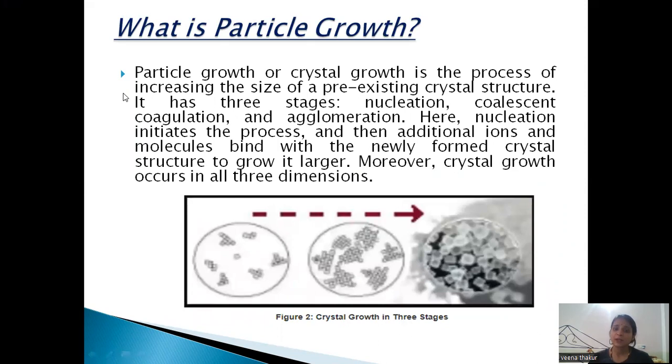Now, how do we define particle growth? Particle growth is also known as crystal growth, and it is a process of increasing the size of a pre-existing crystal structure. It has three stages: nucleation, coalescence, coagulation, and agglomeration. Here, nucleation initiates the process, and then additional ions and molecules bind with the newly formed crystal structure to grow it larger. Moreover, crystal growth occurs in all three dimensions, and this figure represents the crystal growth in three stages.